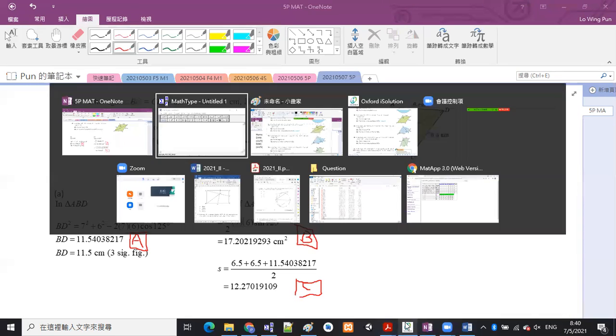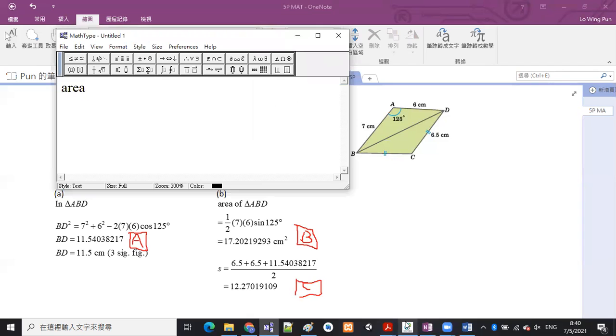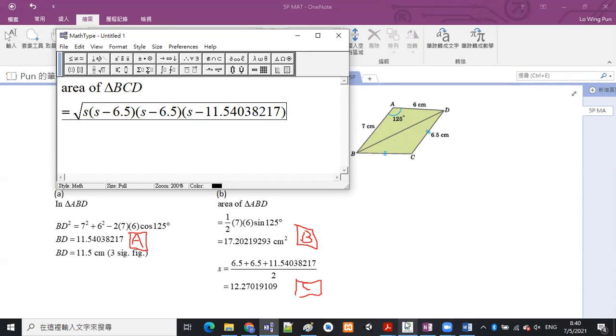BCD will be calculated by that long square root. That should be square root of the... So I don't type the long decimal number, just S. And then S minus 6.5, S minus 6.5, S minus that's 11.54038217. Okay. And then use calculator.